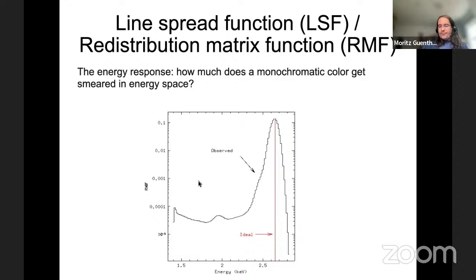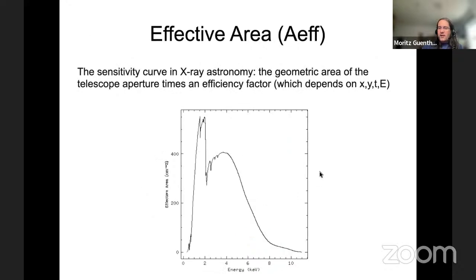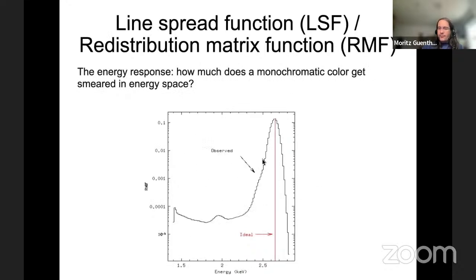Okay, for energy, an ideal detector for a photon of 2.65 keV would detect all the photons at 2.65 keV. But unfortunately, that's not the case because the detector isn't perfect. There's a little bit of smearing out. And so a real photon that has 2.65 keV could also be detected as 2.5 or 2.55 or 2.6. And that's what's called the response matrix function.